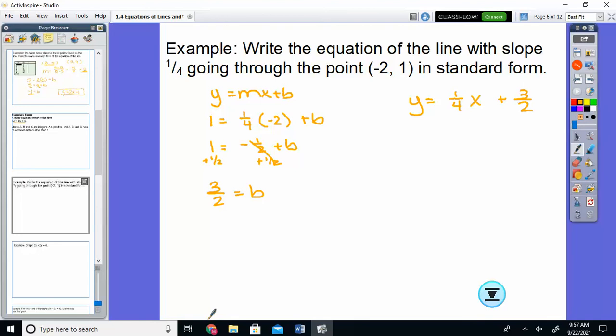That's slope intercept. If I said standard, ax plus by equals c, I need x and y on the same side. So what should I do first?